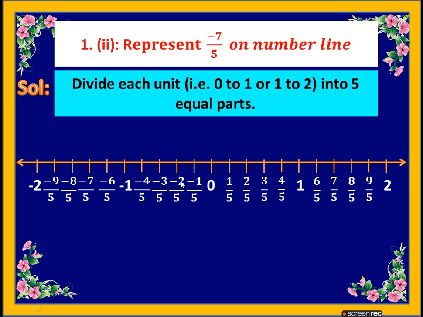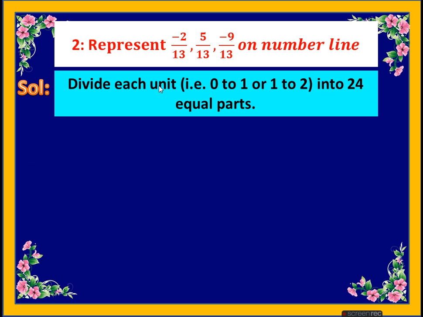Similarly, left side minus 1 by 5, minus 2 by 5, minus 3 by 5, minus 4 by 5, minus 5 by 5, minus 6 by 5, minus 7 by 5, minus 8 by 5, minus 9 by 5, minus 10 by 5. Now we have to represent minus 7 by 5. So where is minus 7 by 5? Yes, this is minus 7 by 5. Put a circle. Yes. So this is the way to represent rational numbers on number line. Okay. So next, go to second question.